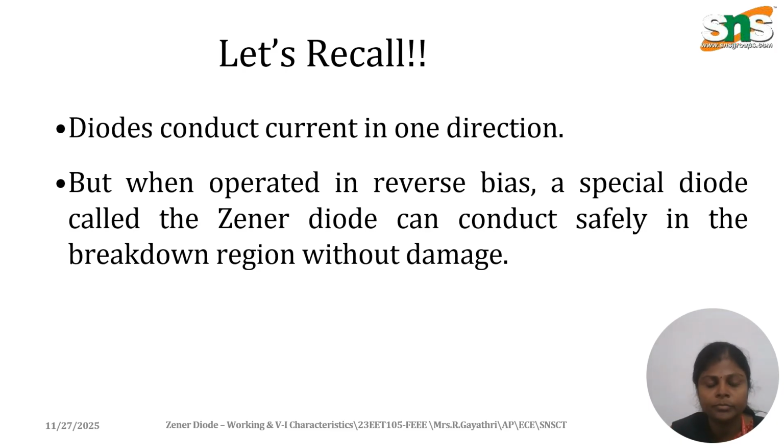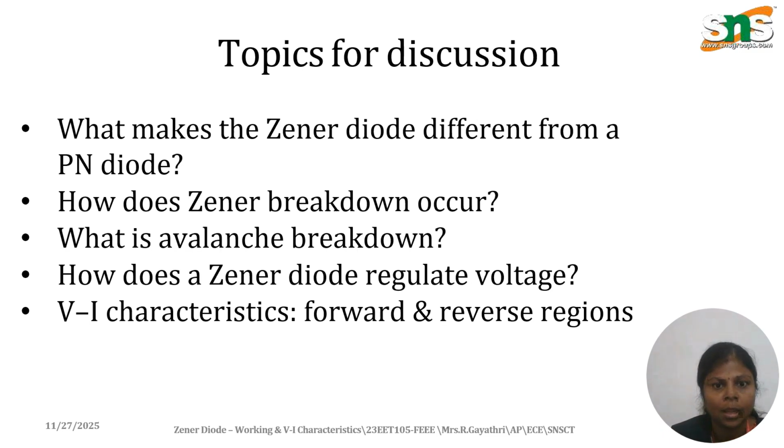The Zener diode is mainly used for regulating the voltage and for maintaining a constant voltage in a particular circuit. The topic for today's discussion is what makes a Zener diode different from the conventional PN junction diode, how a Zener breakdown occurs, what the two breakdown mechanisms, Zener breakdown and avalanche breakdown, are, how the Zener regulates the voltage, and lastly the VI characteristics in forward biasing as well as in the reverse biasing region.